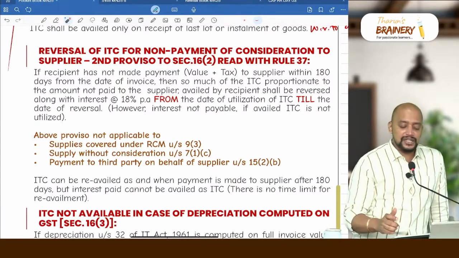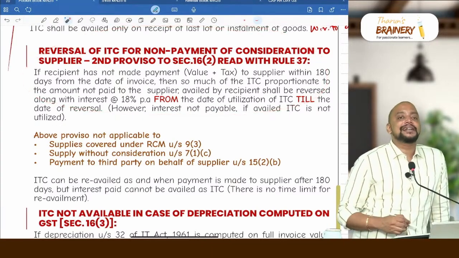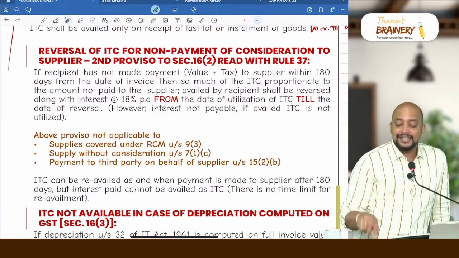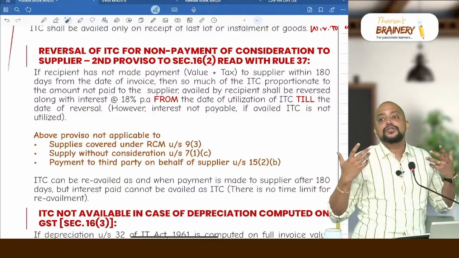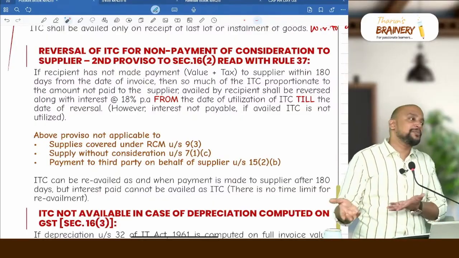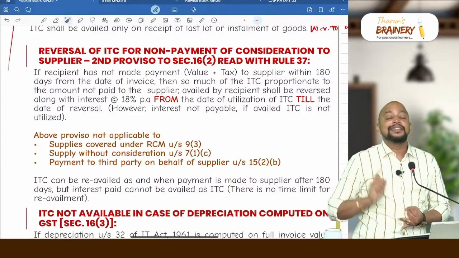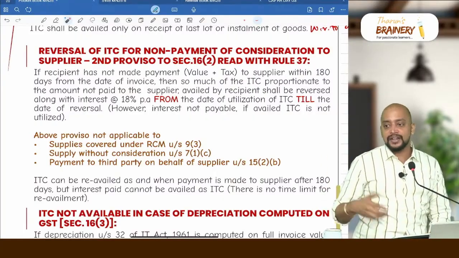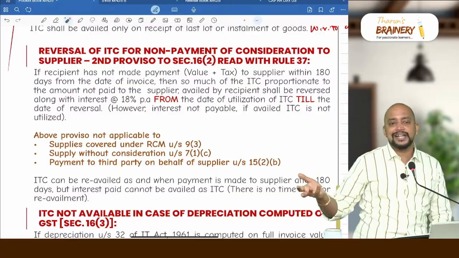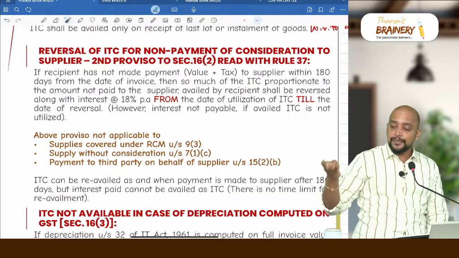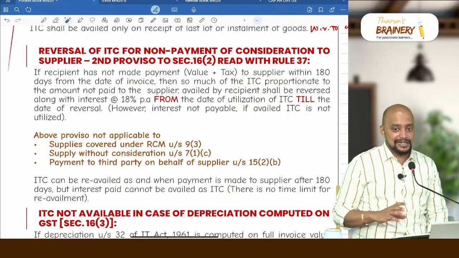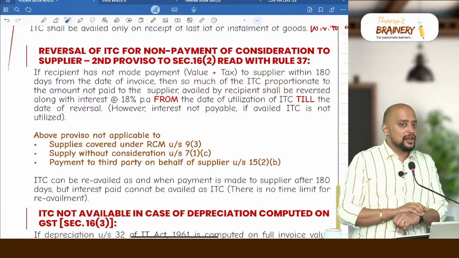And there are three cases where this particular 180 days condition is not applicable. What is that? First, supply without consideration. There is no consideration at all, wherefrom can the recipient make payment to the supplier within 180 days? So therefore this is not applicable. Then second, the liability is on the recipient. When the recipient is required to pay GST under RCM, payment to the supplier is not at all a condition here. Due to that reason, again 180 days is not applicable.